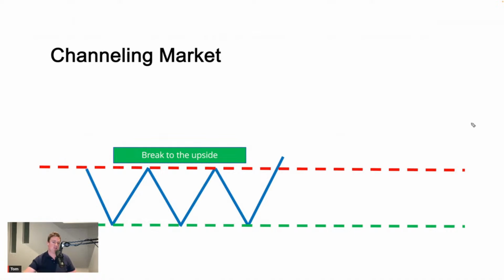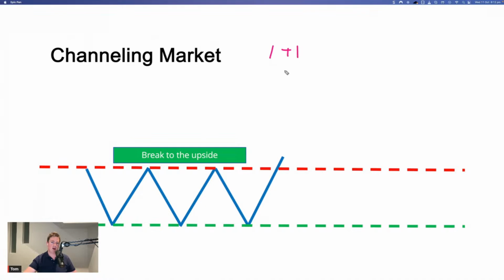A good rule of thumb whenever you're looking for supply and demand and you're trying to better understand it is to use what I call the 1+1, 2+2 method. What that means is you have one touch to one side, like this 1+1, and then you have the second touch to each side. And when that occurs, you're looking at a market that has become range bound.